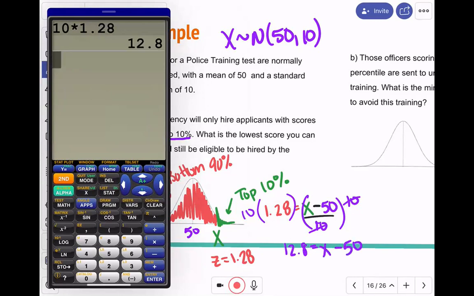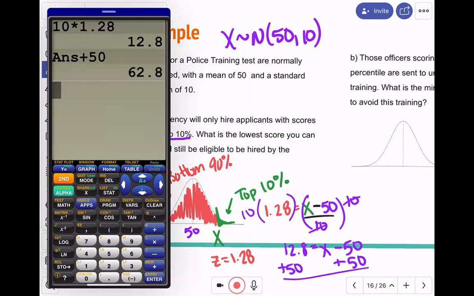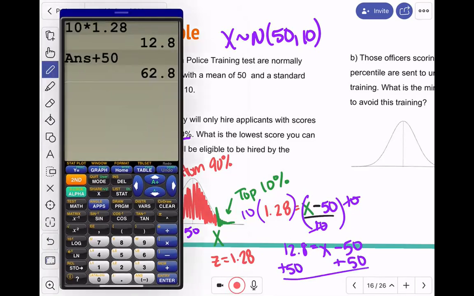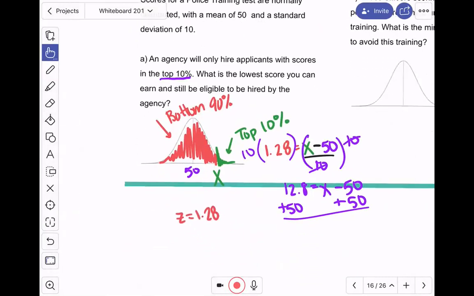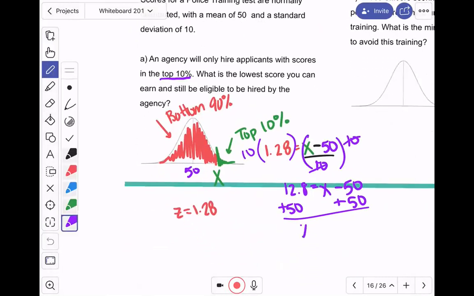I want to get x by itself. How do I get x by itself? Add 50 to both sides. Right? So add 50 to that number. Here's what I get. X is equal to 62.8.